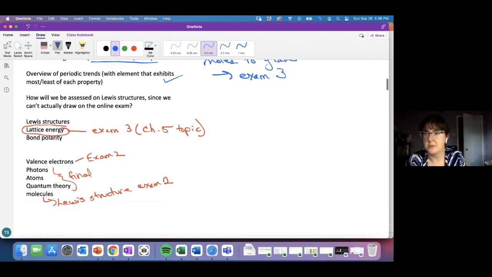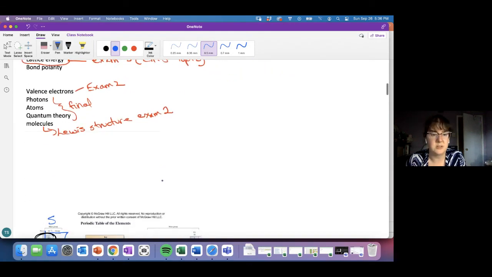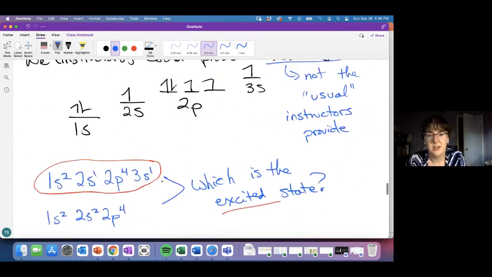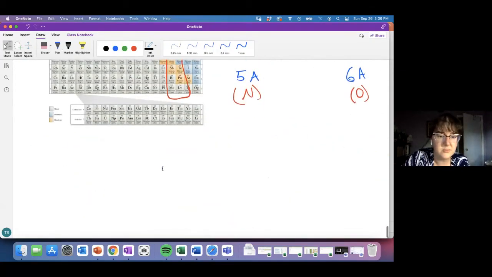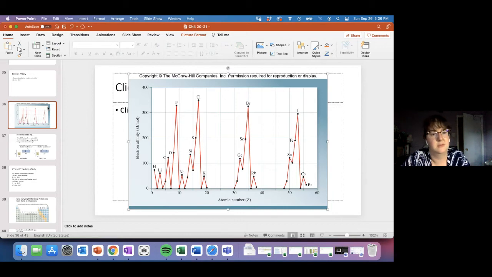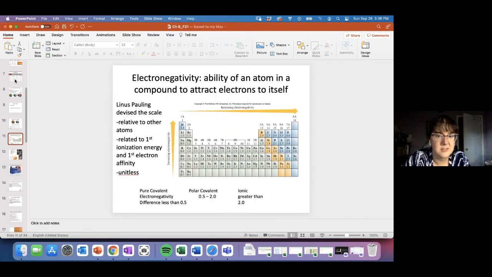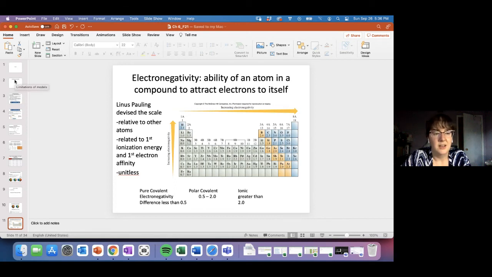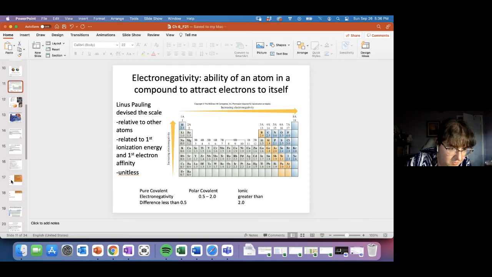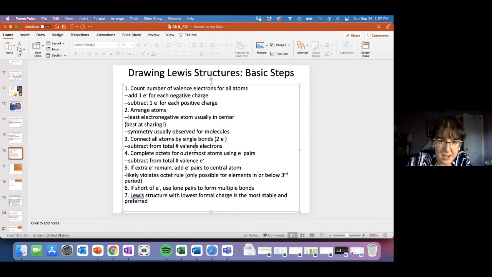Let's talk about Lewis structures. I've got like 20 minutes. Let's do this. So, Lewis structures. Oh, I did ignore electronegativity. Yep. Just going to leave that up there while I grab what I wanted to grab.